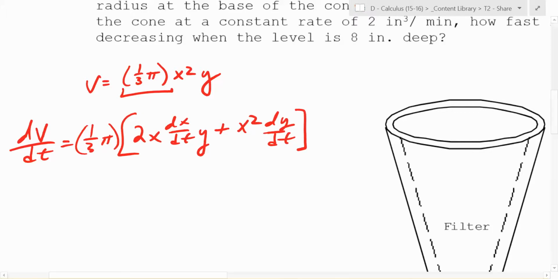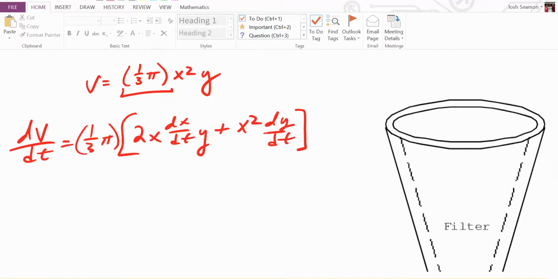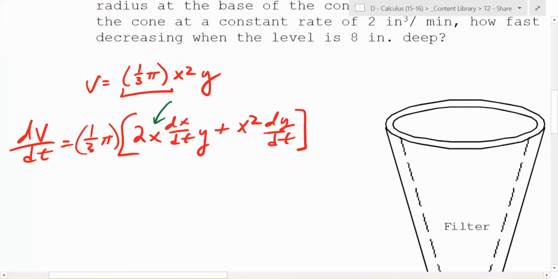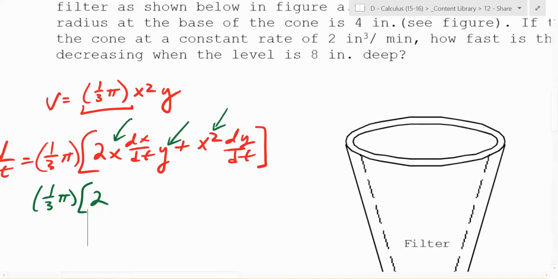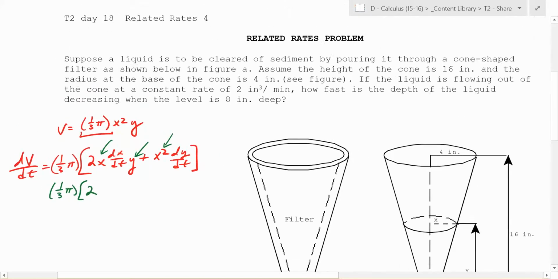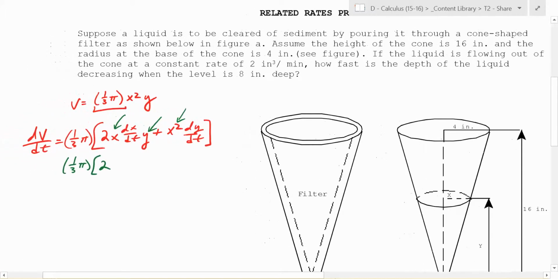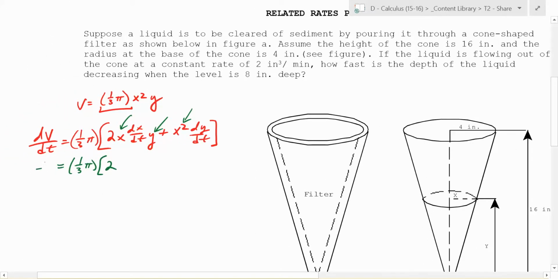What do we know? What values do we know? They tell us some of those values. They tell you x and they tell you y. So what do you have here? You have 1/3 pi times, does it tell you x? And it tells you dv dt, so that's -2, right? Does it tell you x?